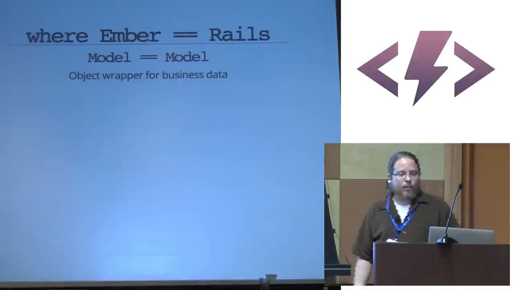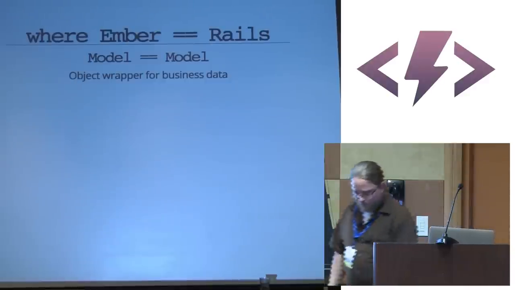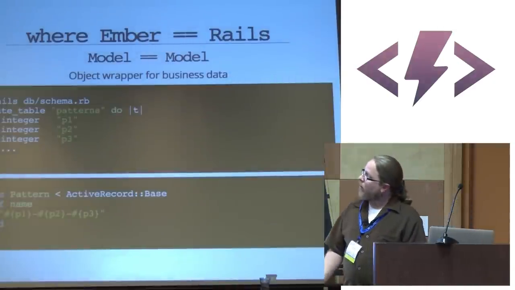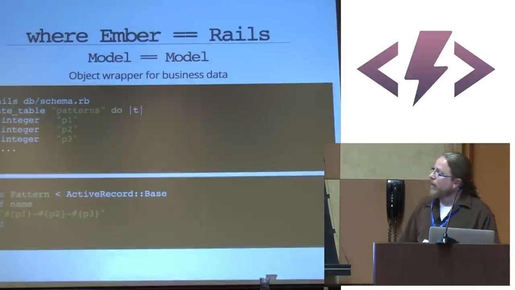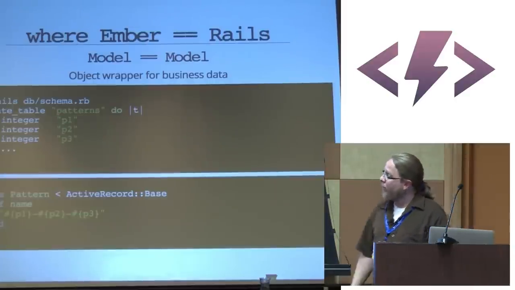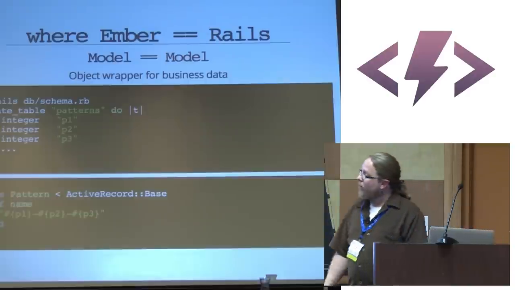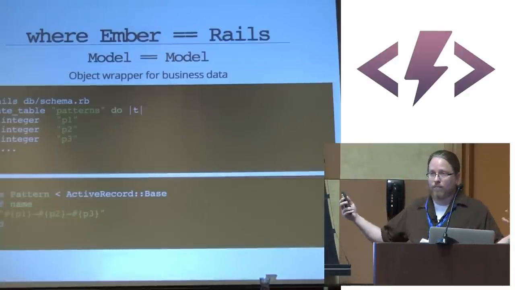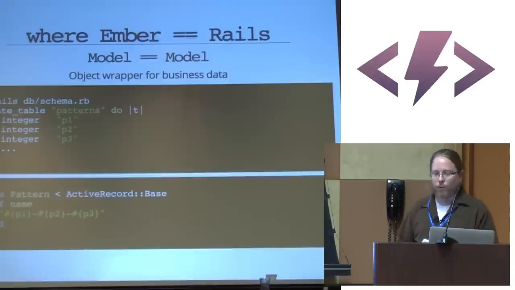So another place where Ember and Rails are very similar is in the model area. In both cases, a model is just an object wrapper for your business data. So in Rails, you're going to have a DB schema, which is where you're actually listing out what attributes are in your model. Rails does some guessing of how to set up your model based on what's in schema DB. And then you're going to have your model class itself, which is going to inherit from Active Record Base. On that, you may have what are called virtual attributes, such as the name in this case. And that's basically taking several other attributes that live on the model, wrapping them up, and making a bigger virtual attribute.